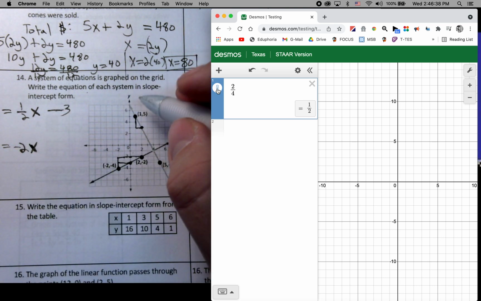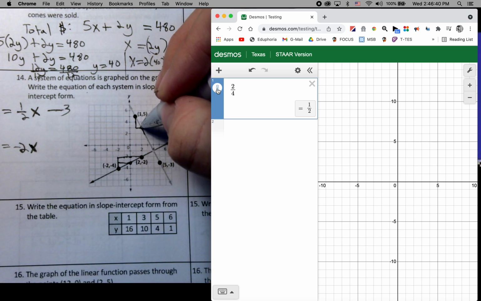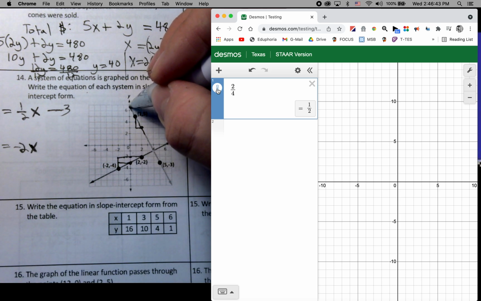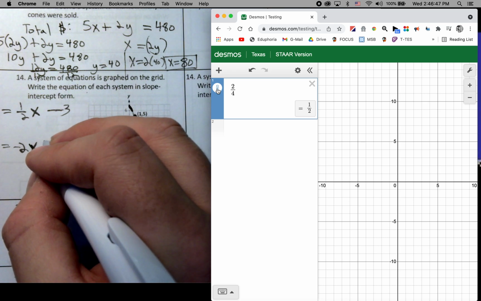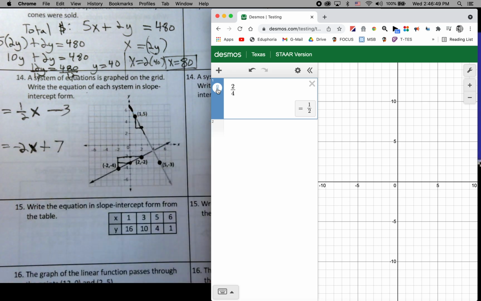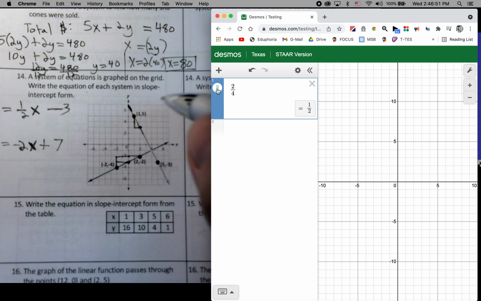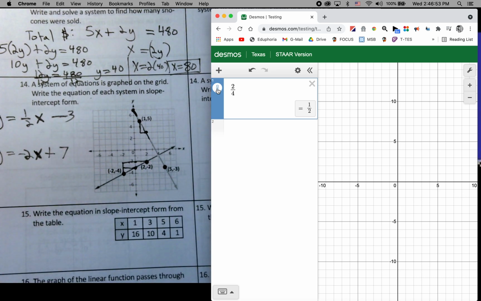All right, now I need to find the y-intercept. So if I follow this line up, it hits right here, and that's going to be 7. So I'm going to say positive 7. And there we go, because it's hitting right there. And that's 1 above 6, which is 7. All right, number 15.